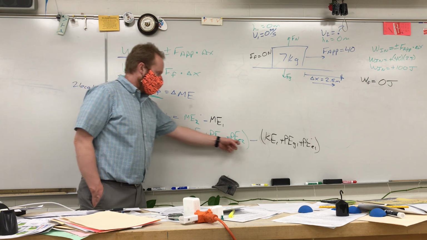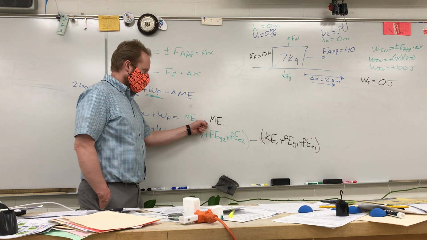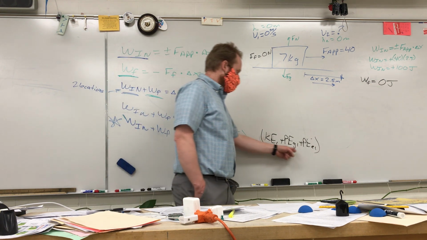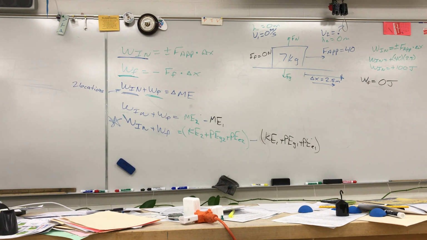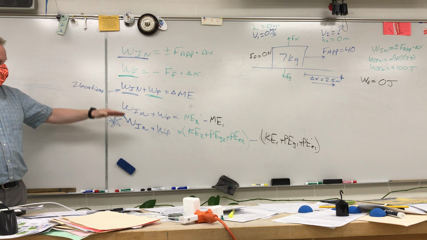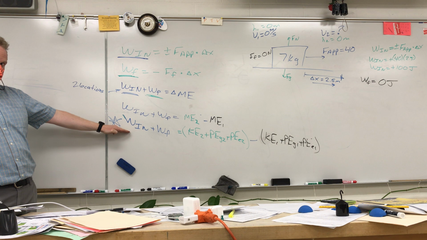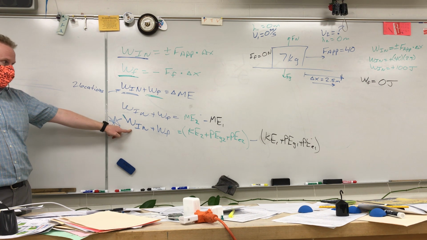ME2 is these three energies at location 2 added together, minus ME1, those three energies added together at location 1. Are you okay with me? Do you want me to start here and then go to here and then go to here? Or are you okay with me just writing this out directly, since it's what's listed on your formula sheet?